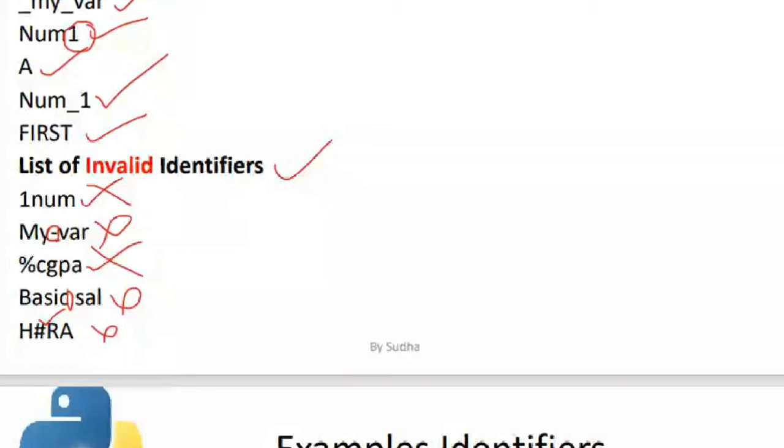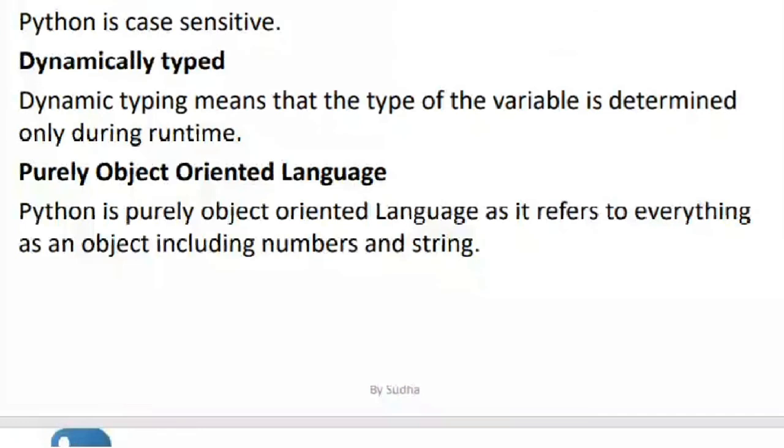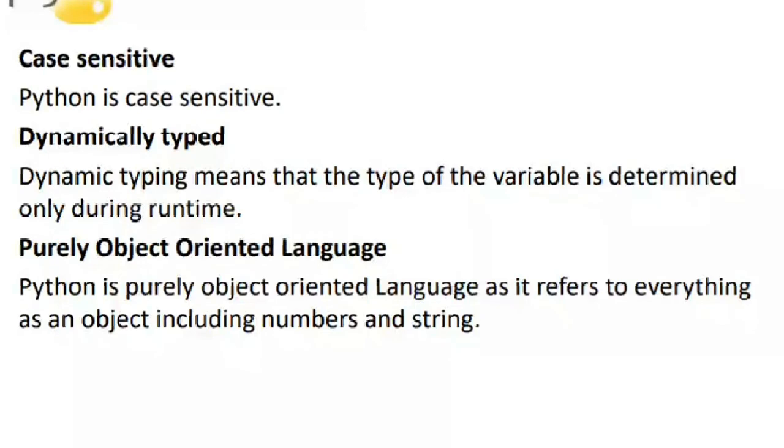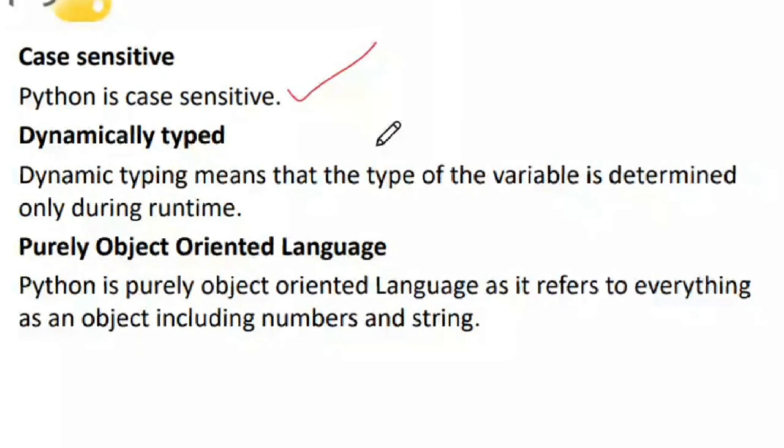Now let us look into some very important points pertaining to Python. So what is Python? Python is case sensitive, like your C programming. Even C programming is case sensitive, Java is also case sensitive. In a similar way, Python is also case sensitive. And Python is dynamically typed. What is meant by dynamically typed? It is the concept I discussed when I discussed the features of Python. For the variable, you needn't give the data type. It is determined during runtime, which we have already discussed many times.